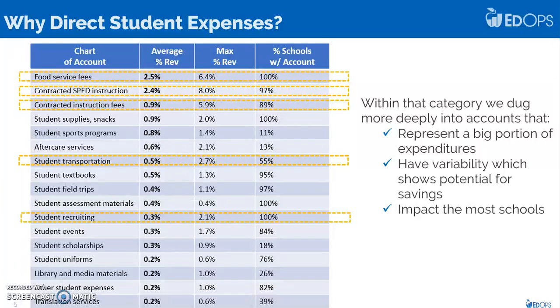The areas that we focused on for direct student expenses represented a large portion of the overall budget. You can see that these webinars address the top 3 categories in spending in terms of average % revenue. We also wanted to focus on areas with large variability. For example, contracted instruction fees could represent almost 6% of your total revenue, or less than 1%, which provides a lot of room for potential savings. And finally, we wanted to focus on the spending categories which influence the most schools.